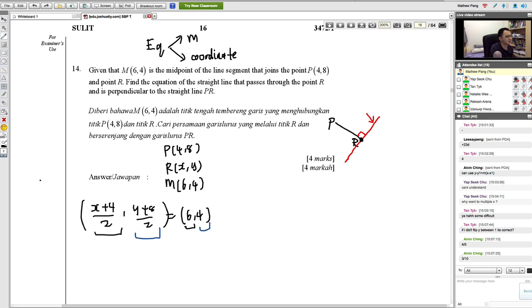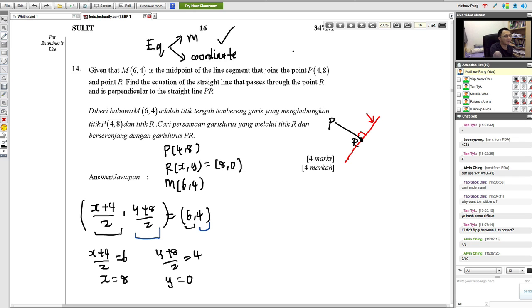Yeah, I will need to do this one also. x plus 4 over 2 equals 6, so x will equal 12 minus 4, which is 8. And y plus 8 over 2 equals 4, so y will equal 8 minus 8, which is 0. So therefore, I know my coordinate of R is (8, 0).